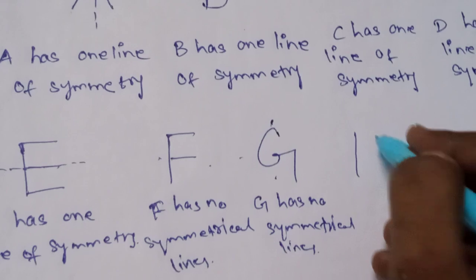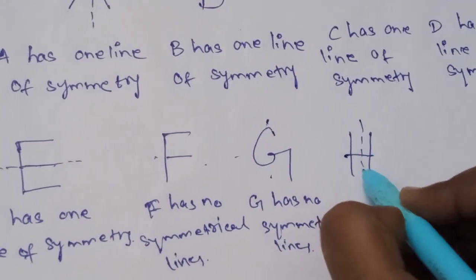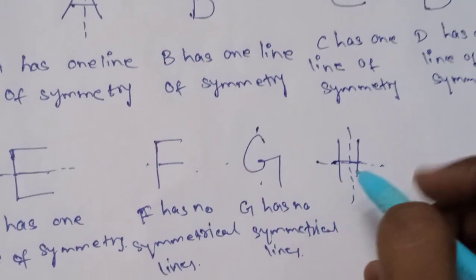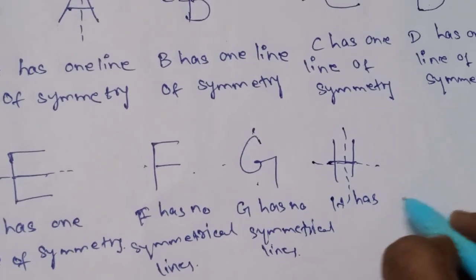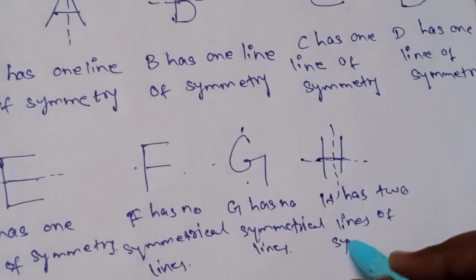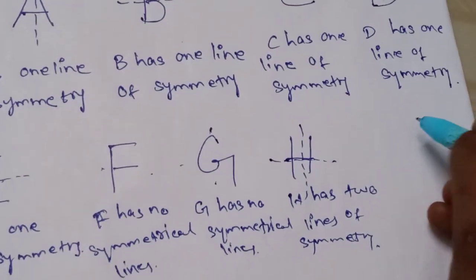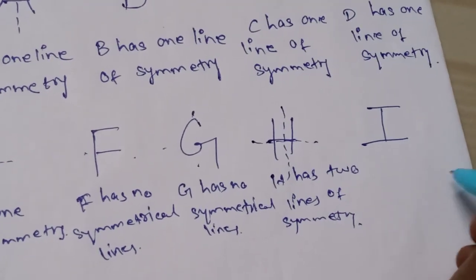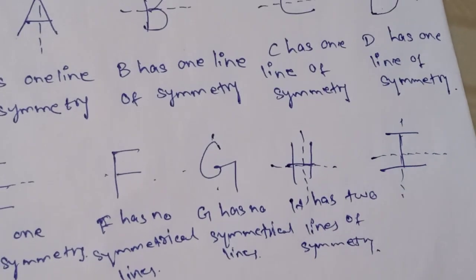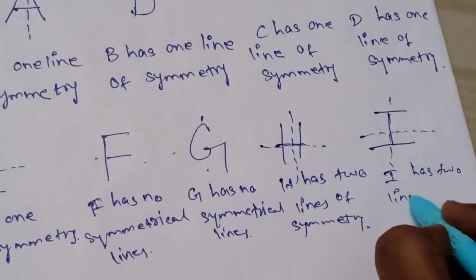Then H. How can we divide H? We can divide H by two ways. We can divide it by this way, then this side is also equal. Then we can divide it by this line, it is also equal. So H has two lines of symmetry. Then I. How can we divide it? We can divide it by the center line. Then we can divide it from the top also. So I has two lines of symmetry.